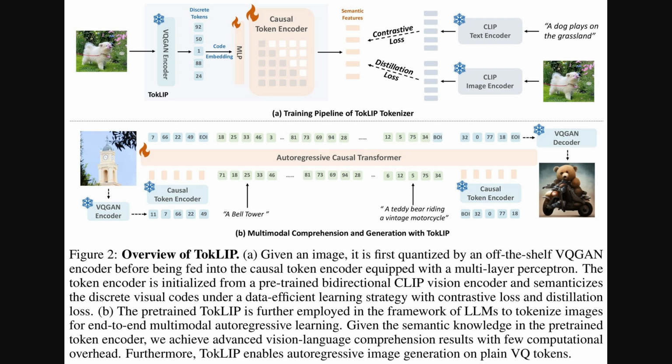Alright, so this figure dives into the details of the training pipeline. First, an image goes into a VQ-GAN encoder, which is a standard tool for turning images into discrete codes. These codes then pass through a multi-layer perceptron, or MLP. A multi-layer perceptron is essentially a set of simple processing layers that get the codes ready for the main token encoder. Now, this new encoder is trained using two clever signals, a contrastive loss to match the image's meaning to its text description, and a distillation loss to mimic a powerful CLIP model. This process creates a very semantically rich tokenizer.